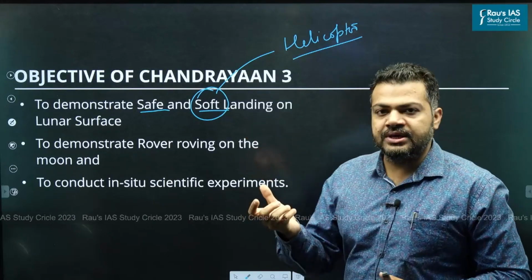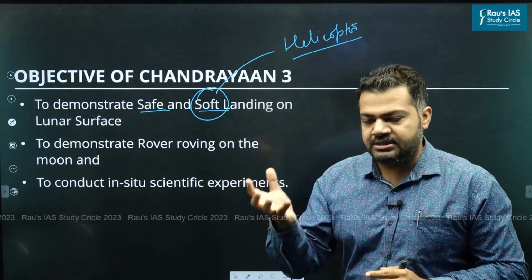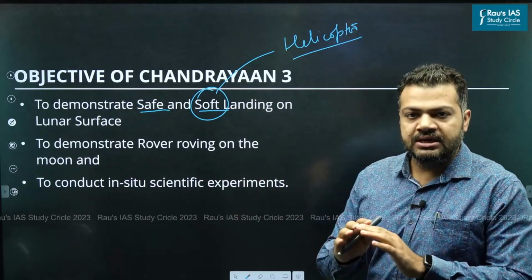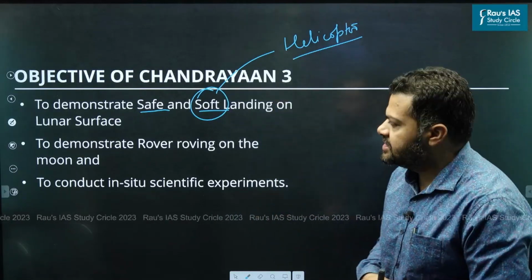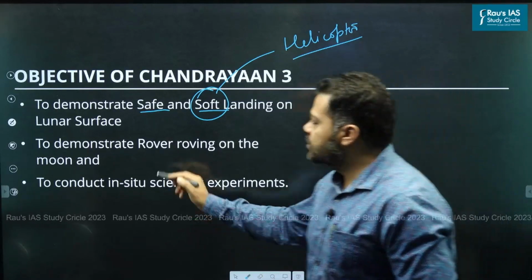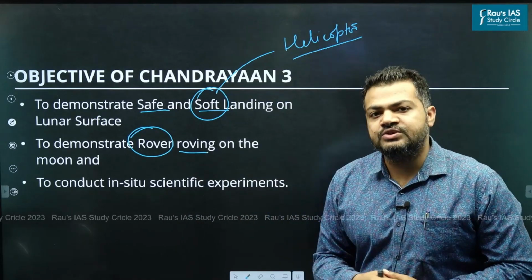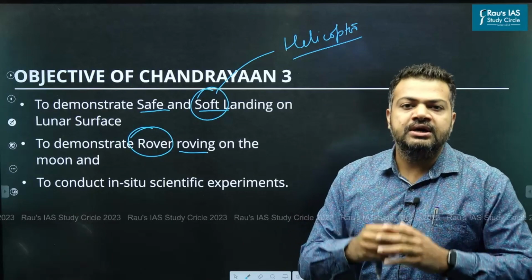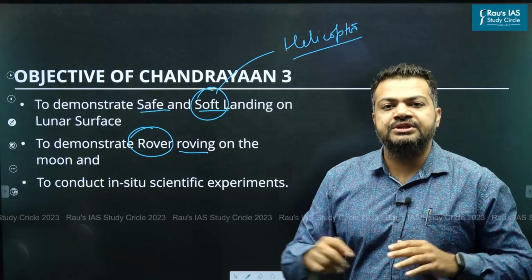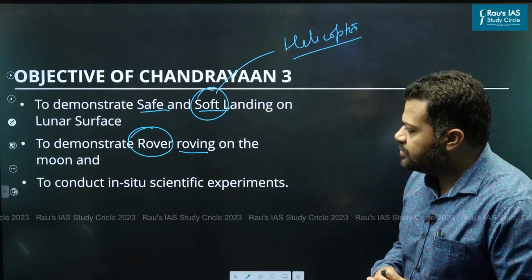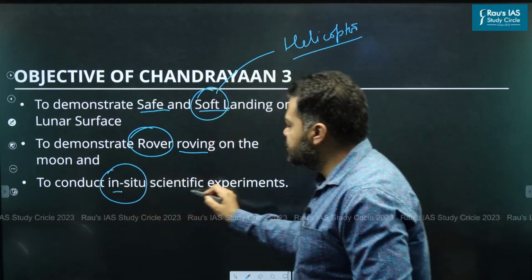So soft landing is a primary condition when it comes to automatic landing equipment. It has to land on the surface at a very soft speed, a very soft walking speed, which Chandrayaan-3 has already demonstrated. Chandrayaan-3 has also successfully demonstrated a rover sliding out from the lander, and it has already started moving, making the first impressions of the Indian emblem onto the lunar surface. Then its objective is also to conduct in situ scientific experiments.